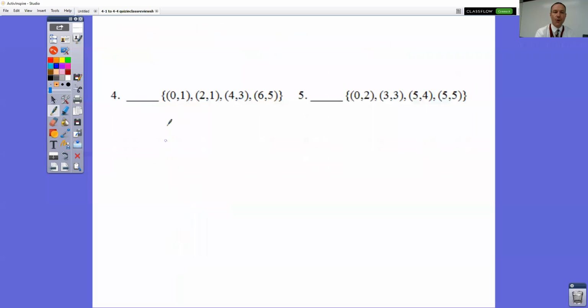When we take a look at 4 and 5, remember that all points are written X, Y. So your first number is an X, your second number is a Y. If there are two X values that are the same, then your answer is no. If all of your X values are different, then your answer is yes. Go ahead and try 4 and 5, please.